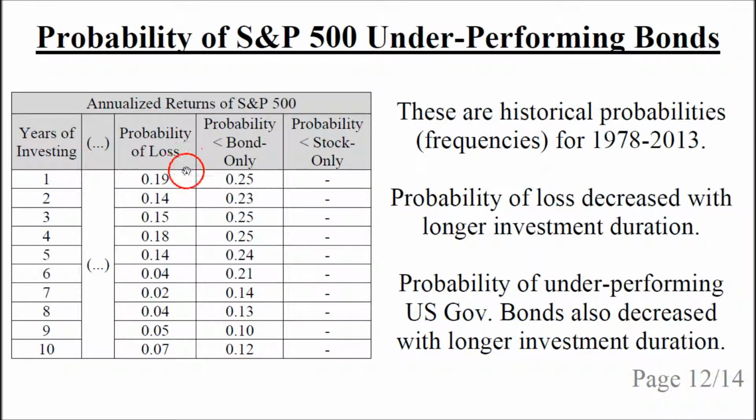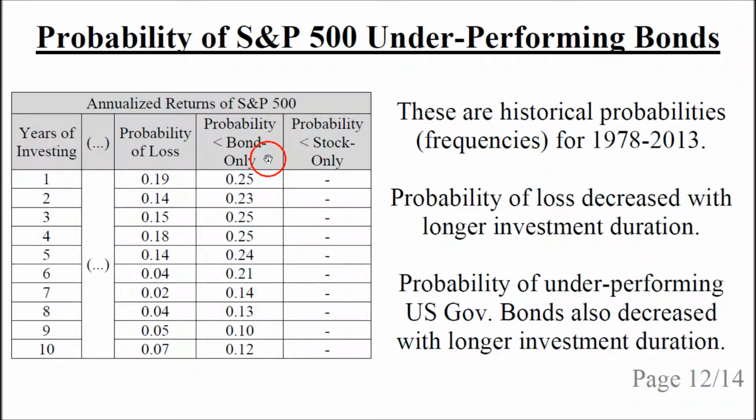So this probability of loss decreases as the number of investment years increases. The longer we have the investment in the S&P 500, the less likely it is that we experienced a loss for the entire period.